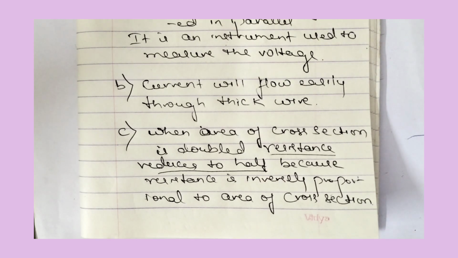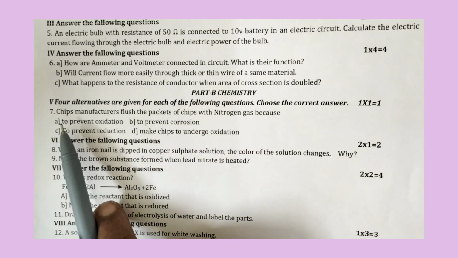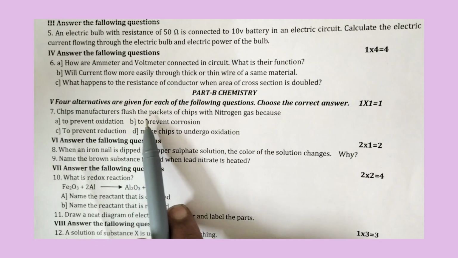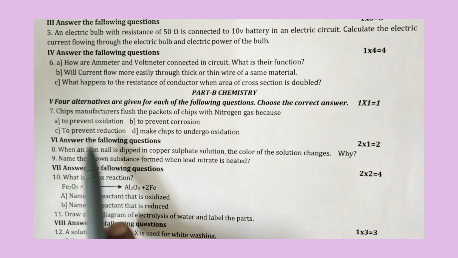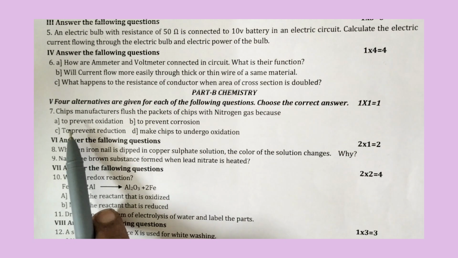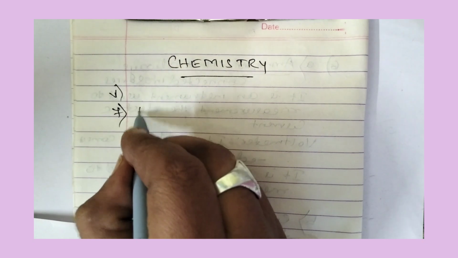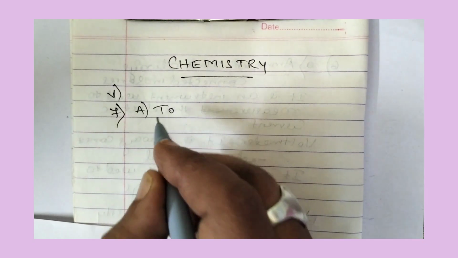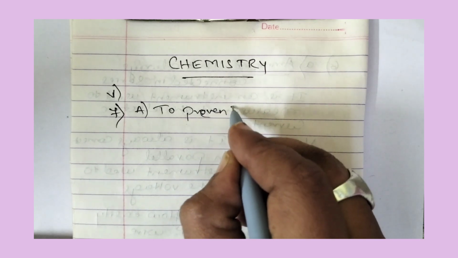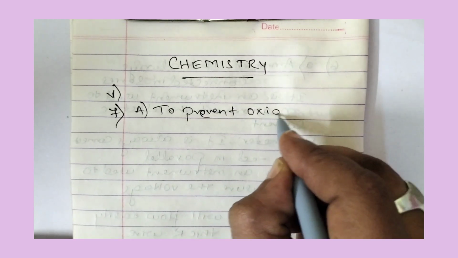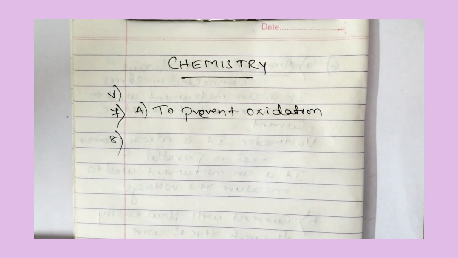Now let us move to the chemistry part. Chips manufacturers flush the packets of chips with nitrogen gas because, among these four options, the right option is to prevent oxidation. So option A, to prevent oxidation. Otherwise food items will give a foul smell.